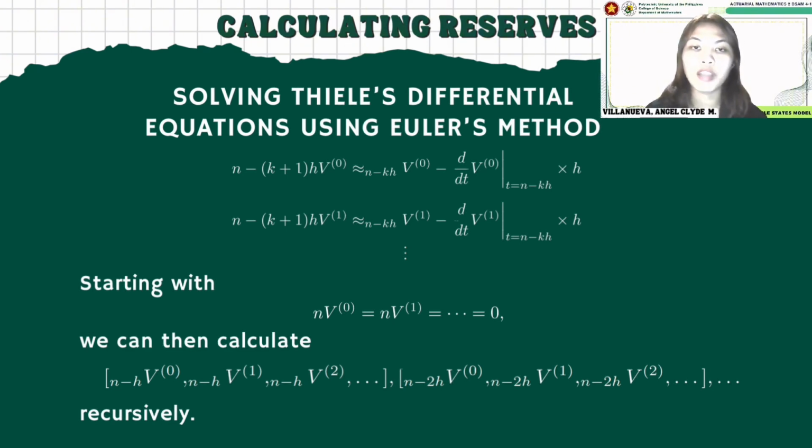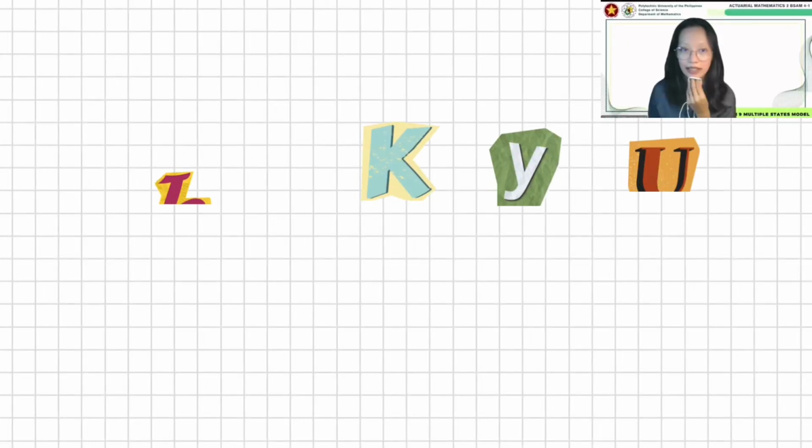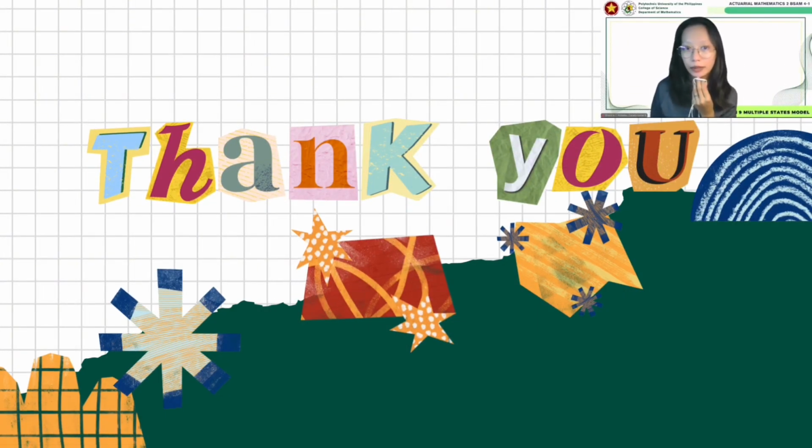From there, we can iteratively compute the reserve at earlier times using this. This means that at each step, we use the previously calculated reserve values to determine the next ones, moving backward in time recursively. And that wraps up our discussion on reserves. And that wraps up our discussion on multiple state models.